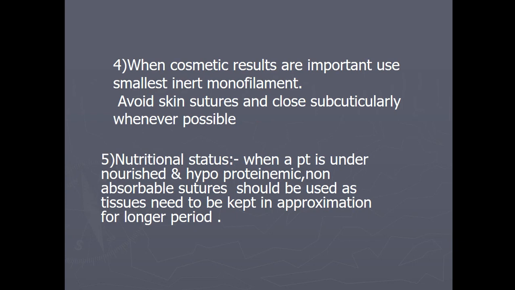Nutritional status is another thing. When a patient is undernourished, with hypoproteinemia, anemia, jaundice or diabetes, non-absorbable sutures should be used, as tissue needs to be kept in approximation for a long period. If you take absorbable suture material in malnourished, hypoproteinemic, jaundiced, diabetic or anemic patients, wound healing will take time, so wound dehiscence can occur.